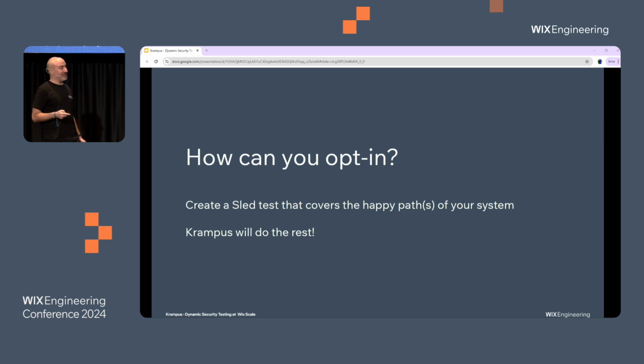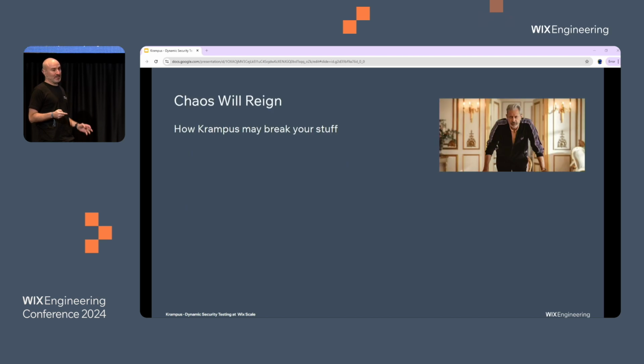So how can a developer opt in? Basically, if you have a Sled test that covers your APIs, you've already opted in. If you don't have Sled tests and want to opt in, you just have to write the simplest Sled test that does the happy path of your system and covers your APIs, and Krampus will take it from there.